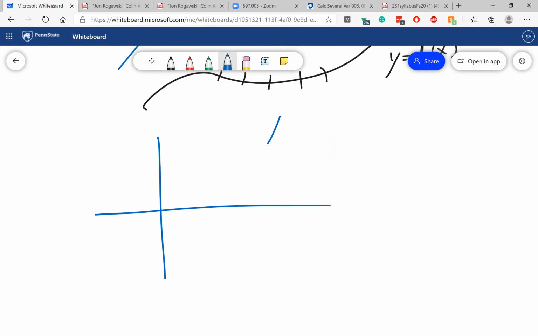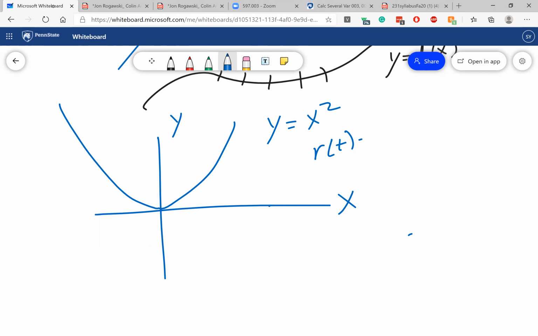let's say you have the curve y is equal to x squared. So this is how it looks. Now this is a curve. It's just y is equal to x squared. We can also parameterize this curve, and that's by saying that r of t is going to be, in the x component, t, and in the y component, t squared.